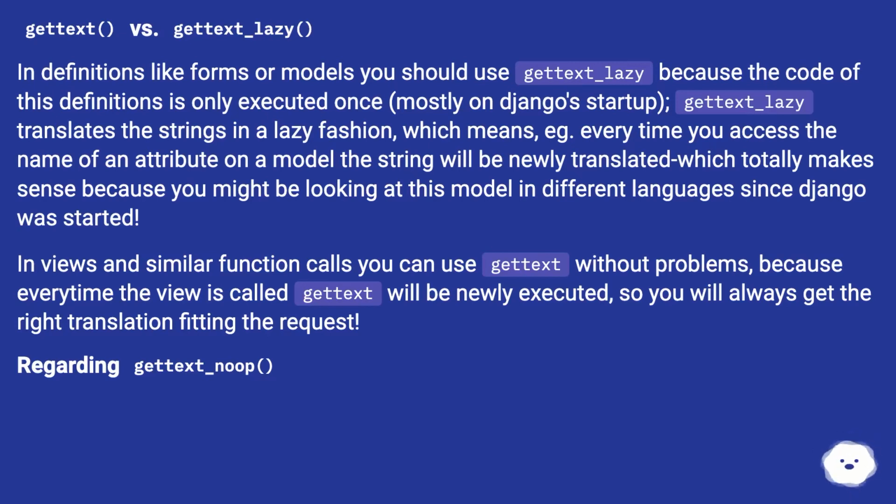In views and similar function calls you can use gettext without problems, because every time the view is called gettext will be newly executed, so you will always get the right translation fitting the request. Regarding gettext_noop.